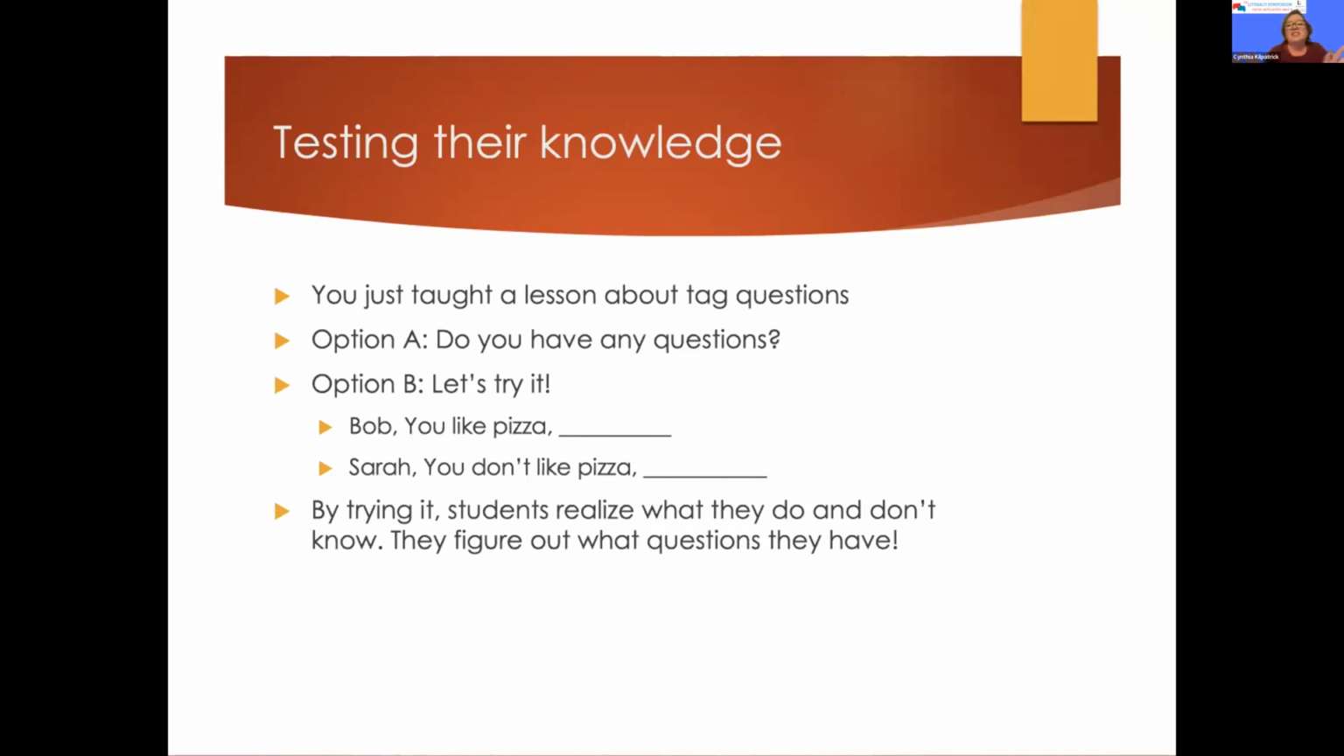Because if all we did was teach them the grammar, but they didn't get a chance to practice it, I'm going to make this personal. When I study grammar in my second language and I'm learning the grammar rules, I go, okay, I know this rule, I know this rule, I know this rule. But when I have to actually apply those rules in speech, oh my gosh, it is so much harder. I know the rules, but now I have to use them. So when we allow our students to try it out, they figure out what questions they have.